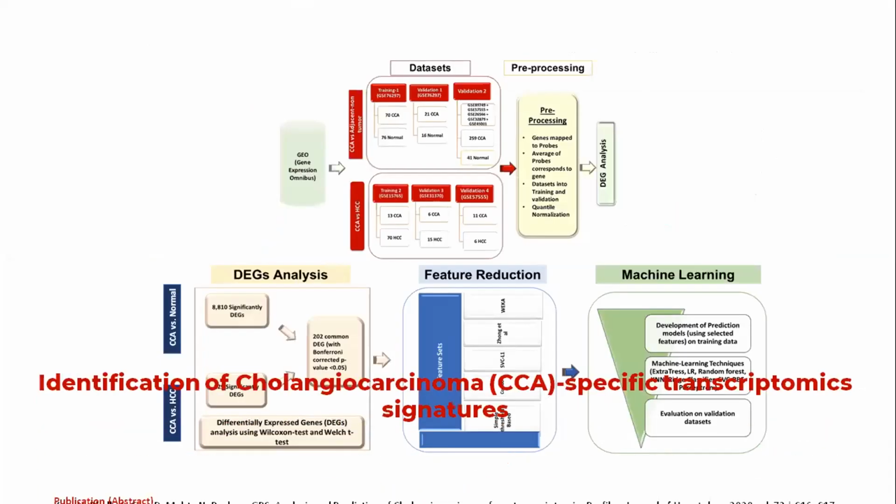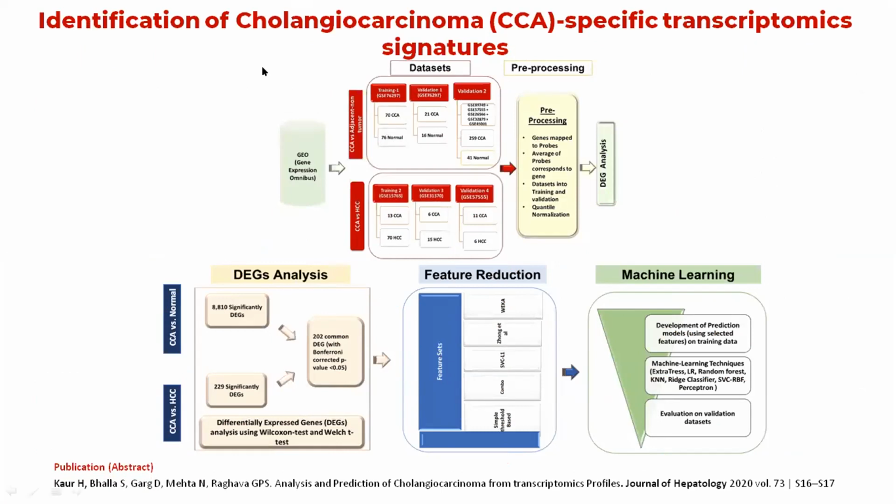In the second problem, we have focused on the second major liver cancer type, that is cholangiocarcinoma. Cholangiocarcinoma, as I have already told you, is the cancer that derives from the cells lining the bile duct. So here we have focused on identifying a transcriptomic signature that can classify CCA from HCC as well as normal samples. For this, we have obtained nearly 9 datasets from the GEO. First of all, we pre-processed these datasets, and then based on some of the datasets, we performed differential gene expression analysis.